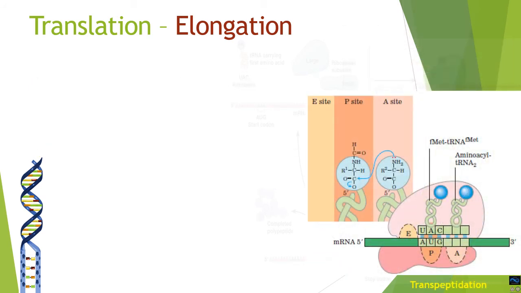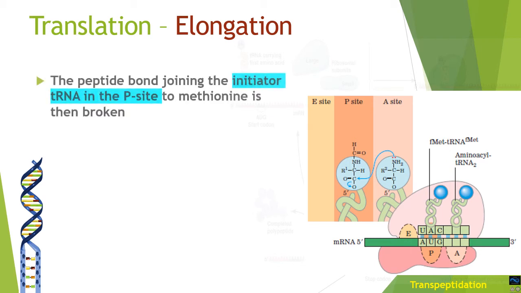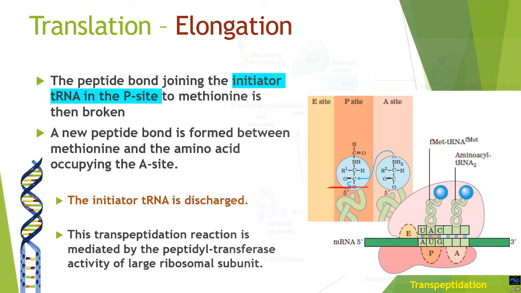The second step of the elongation process of translation involves the creation of a peptide bond between the amino acids present in the P site and the A site. What happens actually is that the bond between the amino acid and the adenosine of the tRNA is first broken, and then another bond is formed between the carboxyl group of the first amino acid and the amino terminal of the second amino acid, as you can see in the picture.